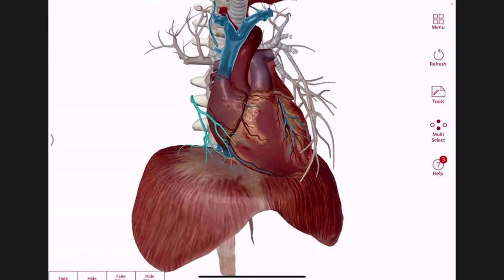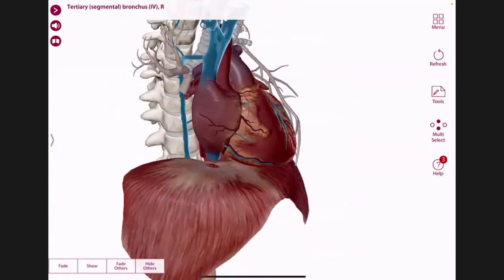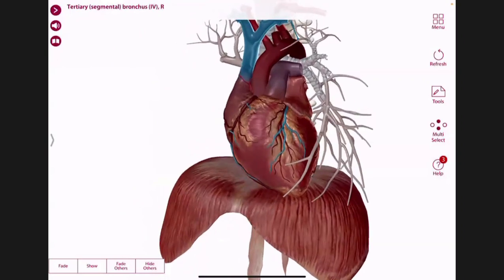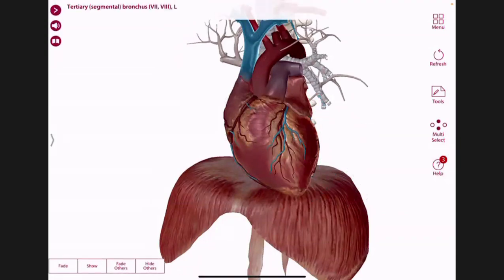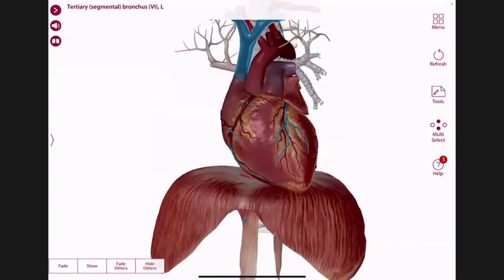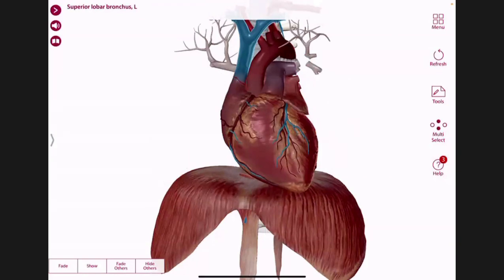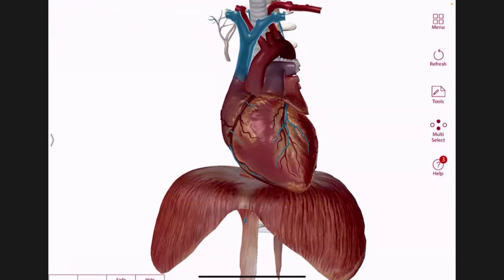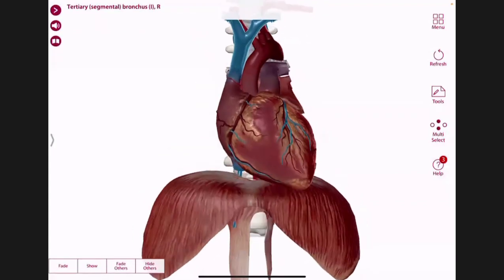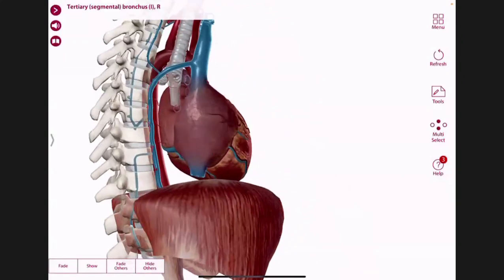Now it is more clear. Can you see this right side of the heart? The right side of the heart, is it having deoxygenated blood or oxygenated blood? Deoxygenated blood will be present in the right portion of the heart. In the left portion of the heart, there will be oxygenated blood. So most of the unwanted things we have hidden. Now this is the clear picture of the heart.